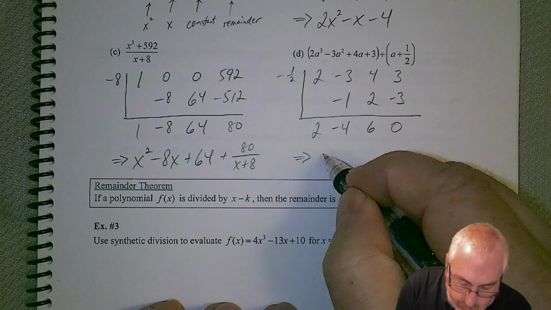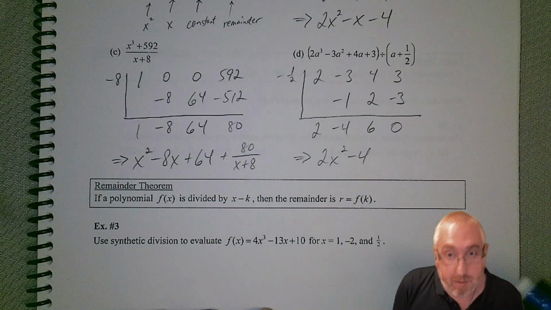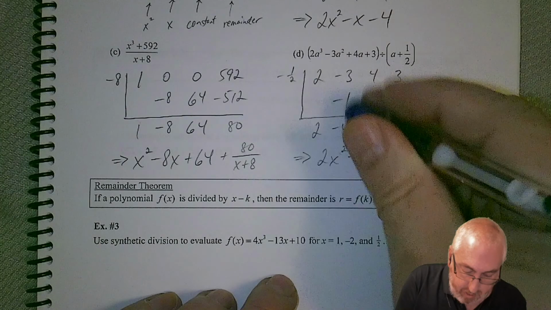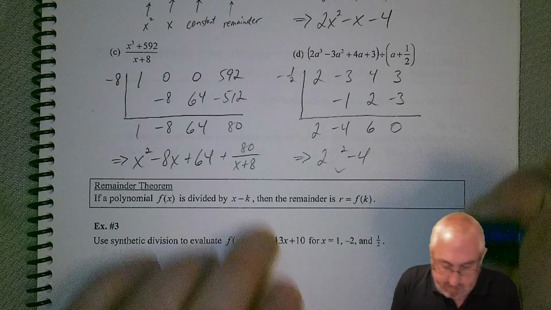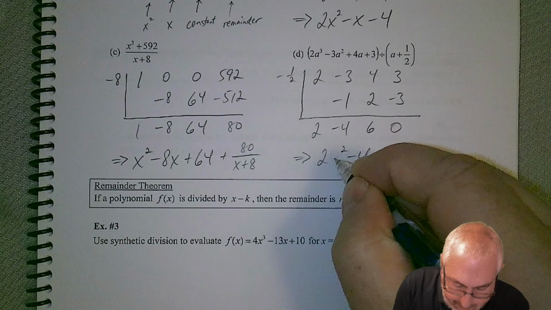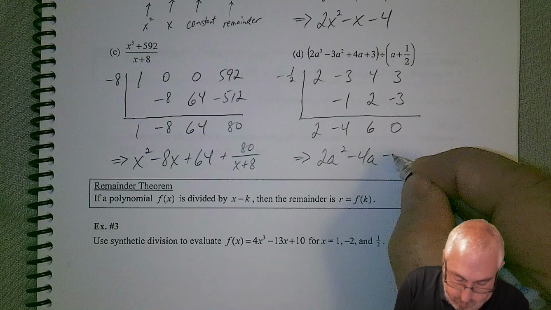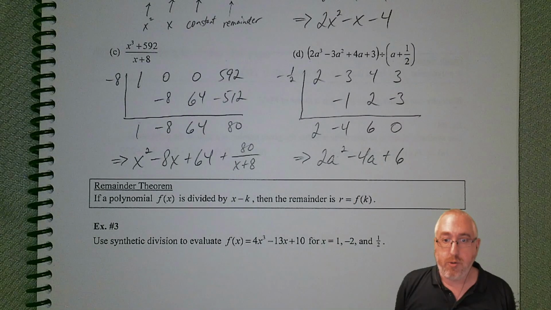So we should get a 2x squared. Well, I should probably use the right variable, not x. Look at our variables up there. Don't get stuck in that possibility all the time. And so there should be our quotient.